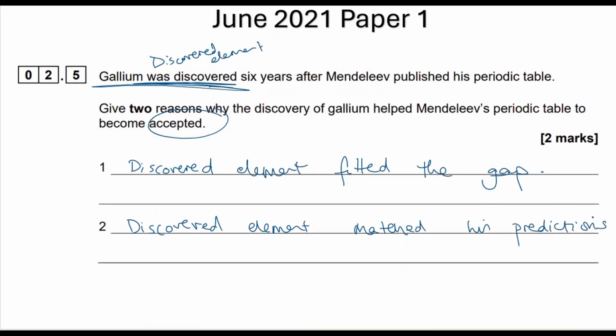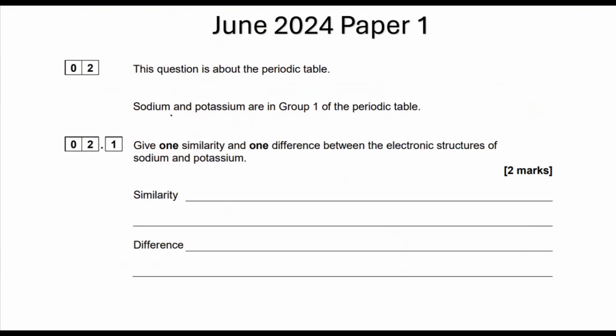Right, we've got one last question. Sodium and potassium are in group 1. Electronic structure, remember, that's talking about electrons. Very, very repetitive, yeah? Give one similarity. Group 1 means they have the same number of outer electrons.